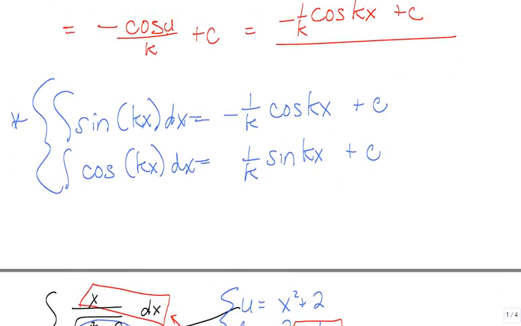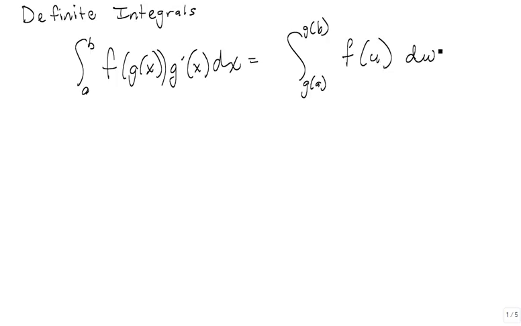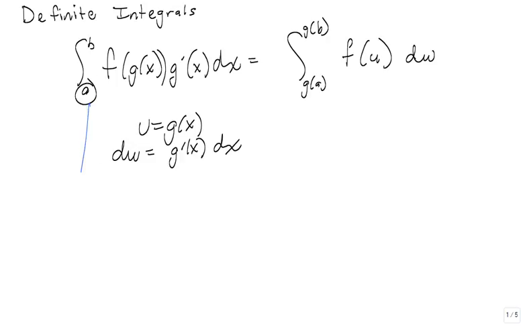Okay, the next thing we're going to talk about: those were indefinite. These are definite integrals. With definite integrals, you change your limits also. So it's a nice way to integrate this. It's going to be the integral from g of a to g of b of f of u du, where u is g of x and du is g prime of x dx.